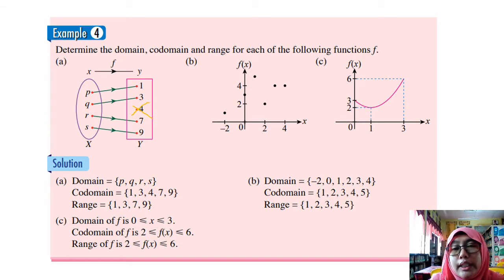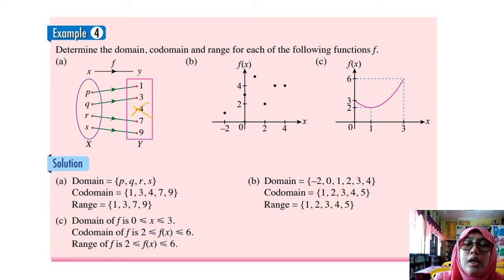Okay, for question B, untuk domain, kalau tengok dekat sini, domain ingat X, for all the values on the X axis. Negative 2, ini point dekat sini 0, point dekat sini adalah 1, point dekat sini is 2, point dekat sini is 3, this point is 4. So that's why jawapan cikgu negative 2, 0, 1, 2, 3, 4.